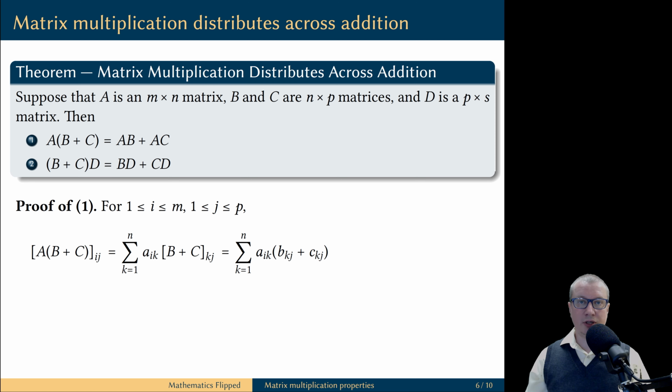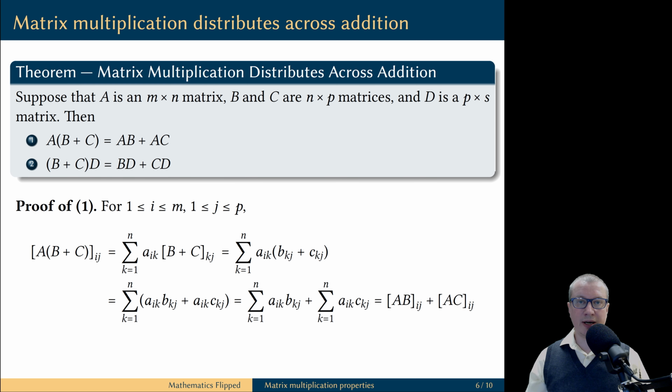Next, we use the definition of matrix addition. The entry in position kj of the matrix B plus C is the entry in position kj of the matrix B plus the entry in position kj of the matrix C. Now we are dealing with numbers, and we do know that multiplication of numbers distributes over addition of numbers. We then regroup the terms in this long summation and split this one long summation into two smaller sums.